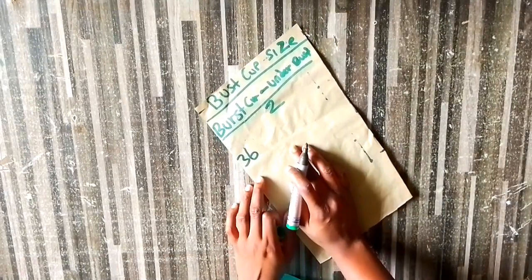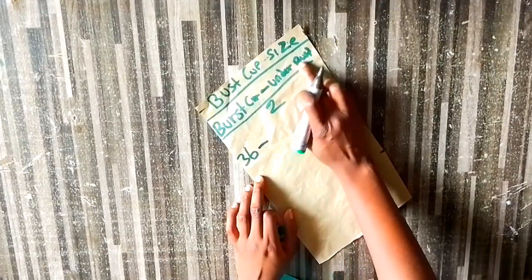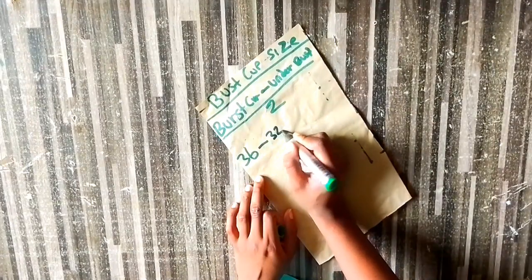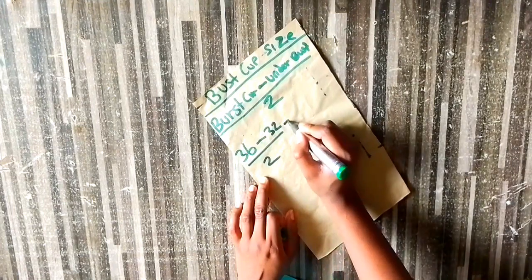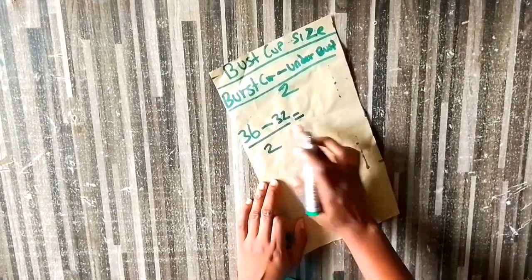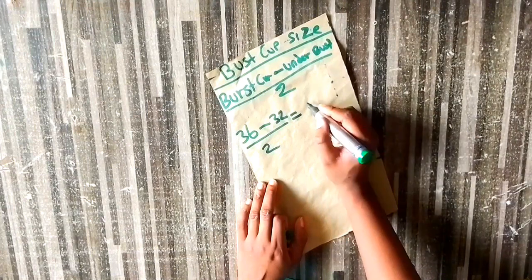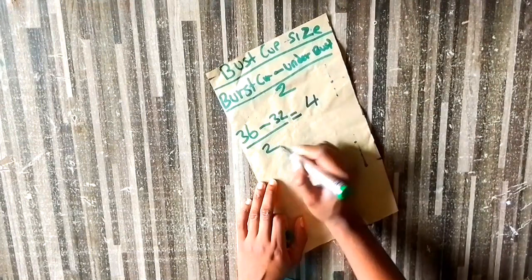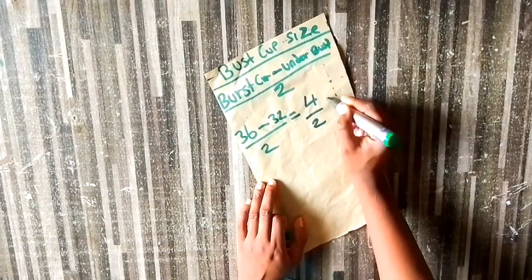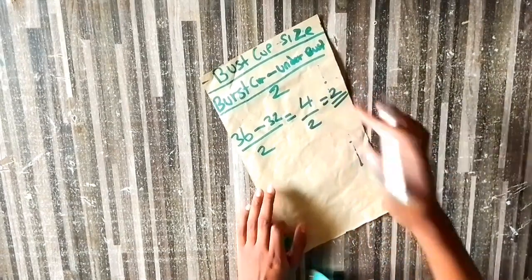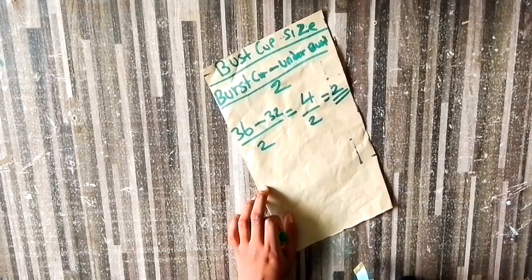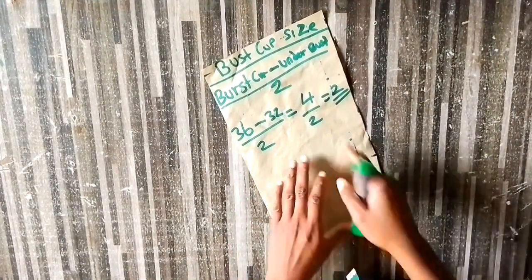So in this case, the bust circumference is 36 inches minus the under bust circumference, which is 32 inches. So this divided by 2. So you say 36 minus 32 will give us 4 inches. 4 inches divided by 2 will give us 2 inches. So this 2 inches now is what we'll use when we are drafting a bustier.